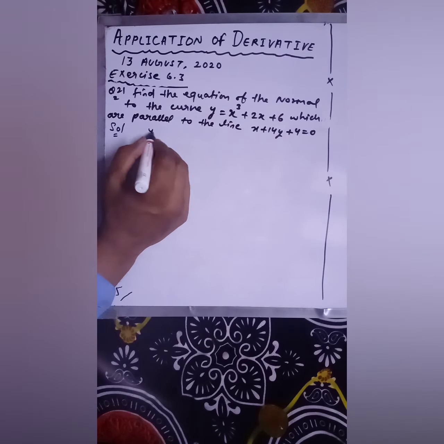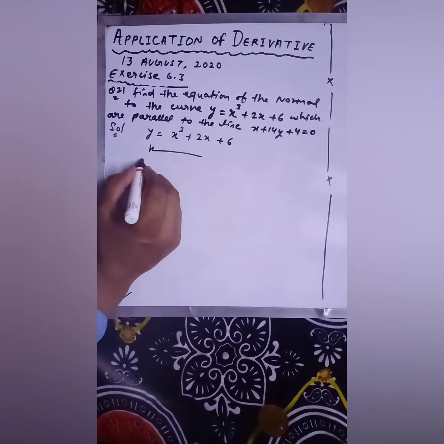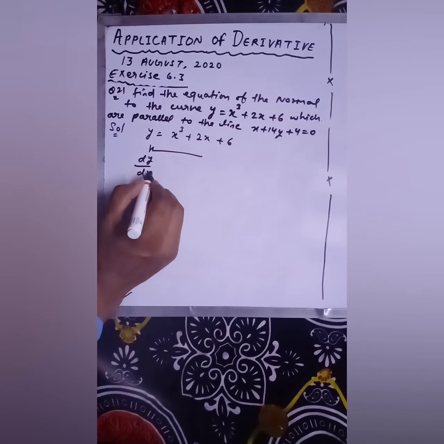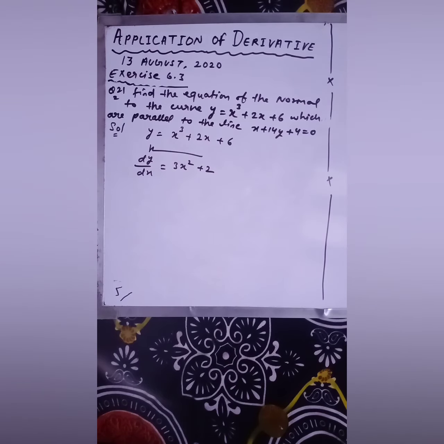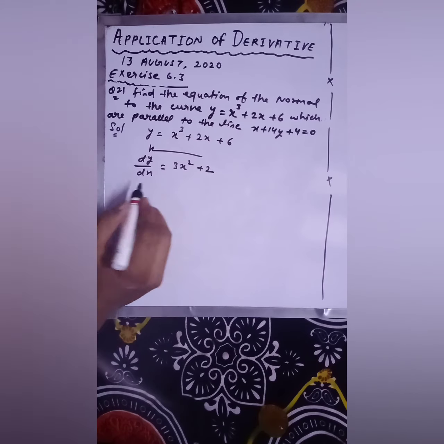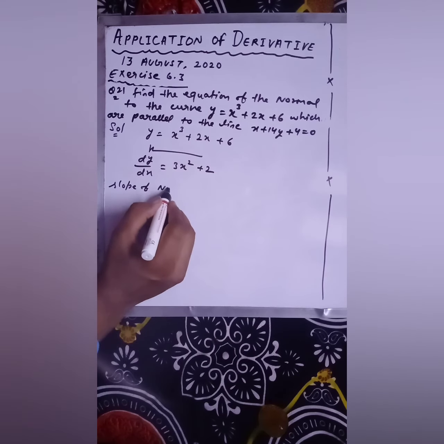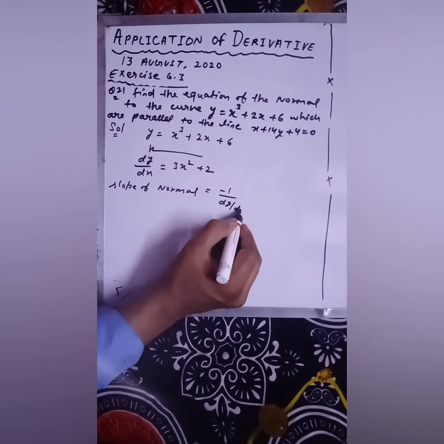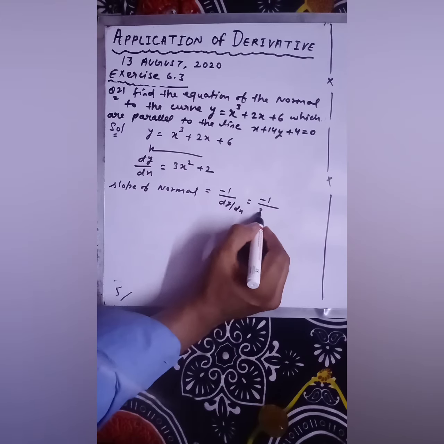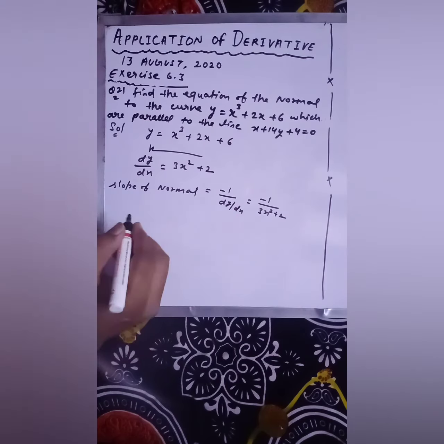This equation is given to us, y equals x cube plus 2x plus 6. Here I am differentiating it. So I will get dy by dx equal to 3x square plus 2. Okay, so the slope of the normal is equal to minus 1 upon dy by dx, that means minus 1 upon 3x square plus 2. This is the slope of the normal.